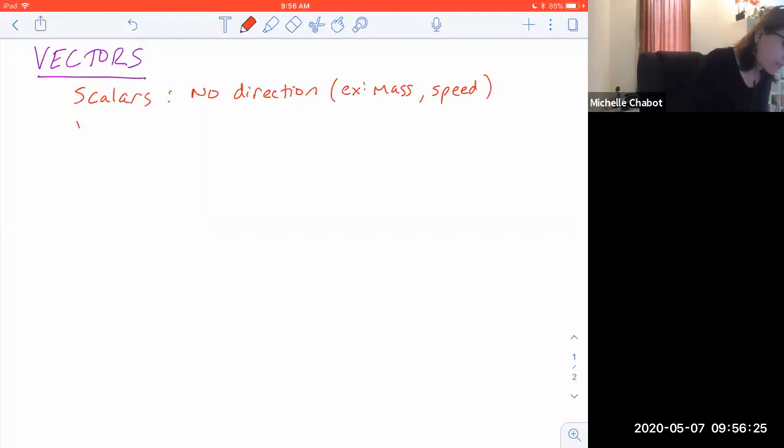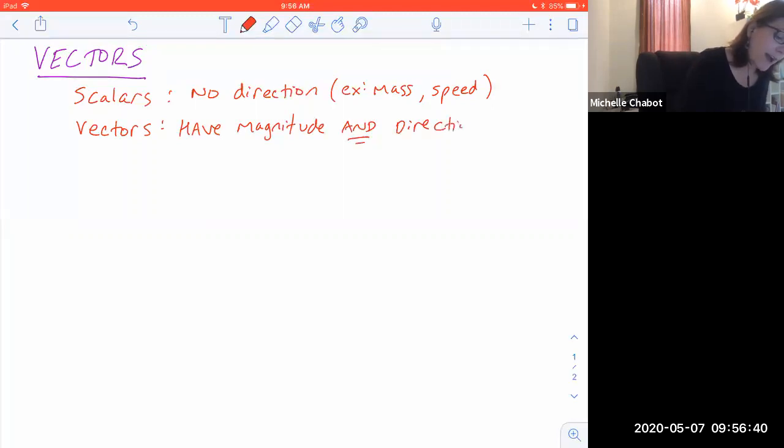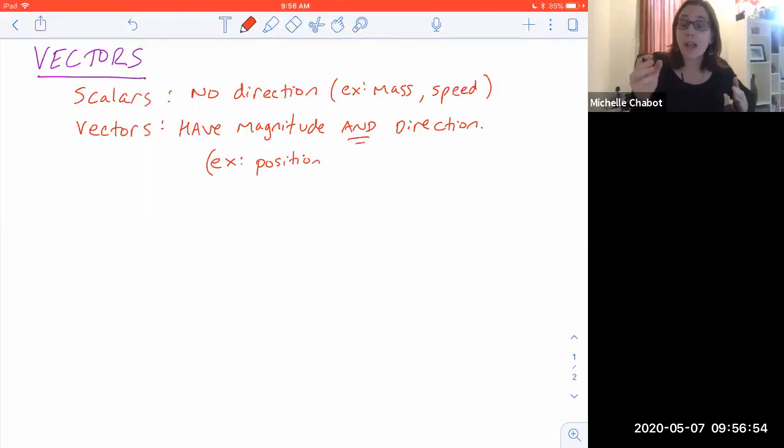On the other hand, we can have something which we call a vector. And so vectors have a magnitude, meaning a size, and very importantly, a direction associated with them. So examples of vectors are going to be things like position. So where you are in a coordinate system is relative to some axis. So it's a position vector.